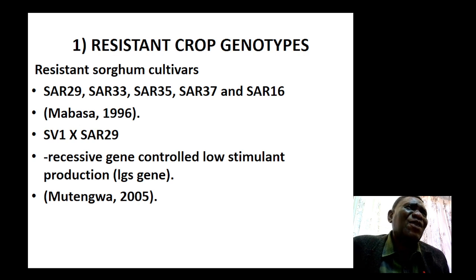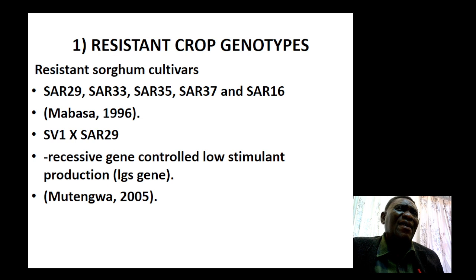For example, SV1 was crossed to SAR29. It was found that a recessive gene controlled low stimulant production, and it was known as the LGS gene. So production of stimulants depends on major genes. So it is possible to solve this problem through breeding.